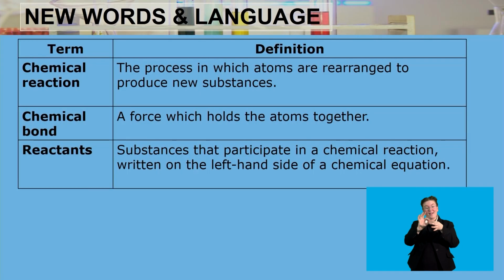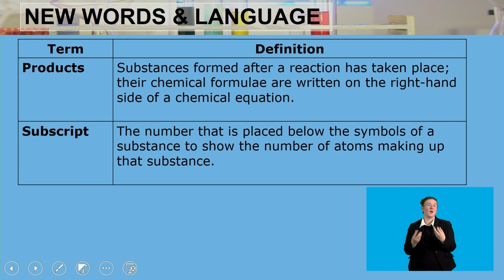So throughout this lesson, learners, we are going to be making use of certain words that are going to enable us to explain what we mean by this concept of chemical reaction. So we need to know what a chemical reaction is. We also need to know what a chemical bond is. We also need to know what reactants are, and also products, and lastly, the subscripts. Throughout this lesson, we're going to be explaining what those words are and how we use them in a chemical reaction.